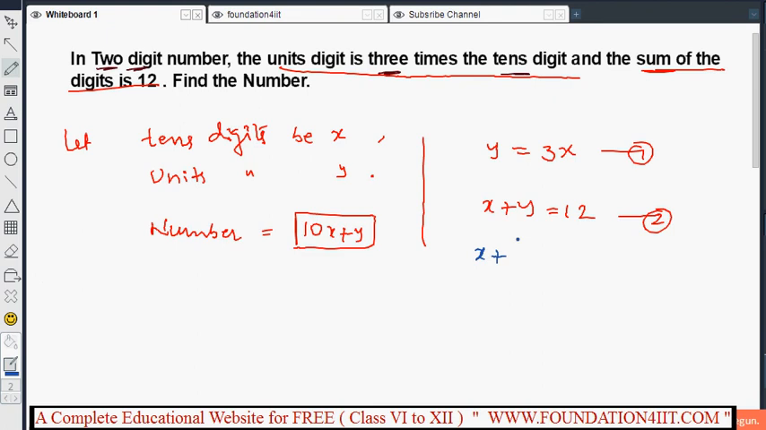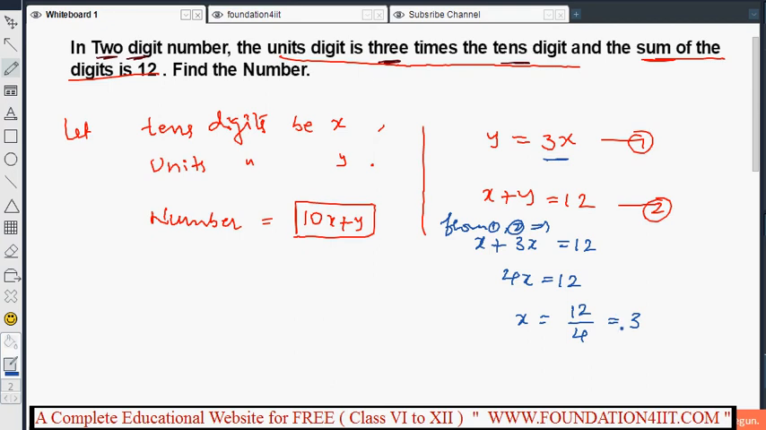x plus y, so y is equal to 3x, so x plus 3x is equal to 12. This is from equation 1 and 2. x plus 3x is 4x equals 12. So x is equal to 12 divided by 4, that is 3. So tens digit is 3 now. x is equal to 3.